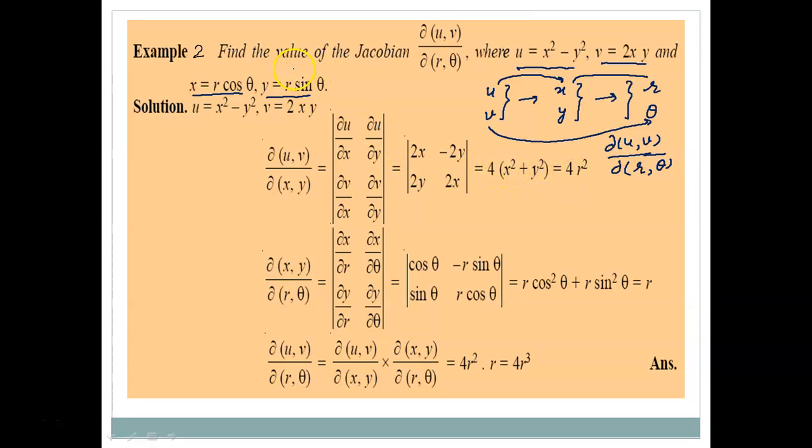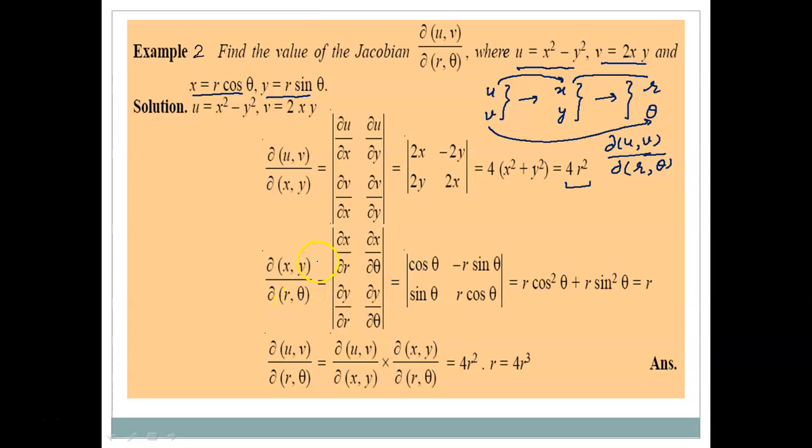But from here you can see x square plus y square can give you r square. So the value of del uv by del xy is equal to 4r square. Second thing you are going to obtain, as I explained earlier, now you will obtain del xy over del r theta, means del xy over del r theta.